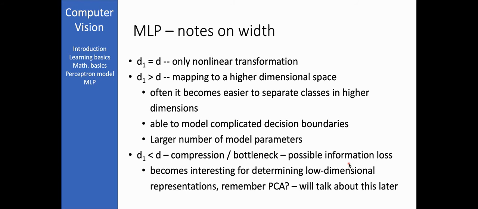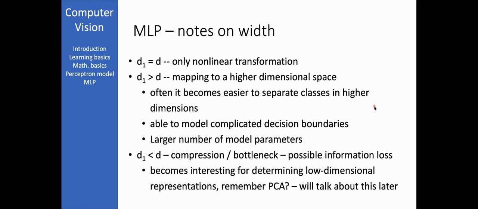Some notes on the width. When D1 equals D, notice that I only create a nonlinear transformation. So basically, I take the features, I first apply a linear map, and then a nonlinearity, and then apply another linear map, and a nonlinearity, and so on.